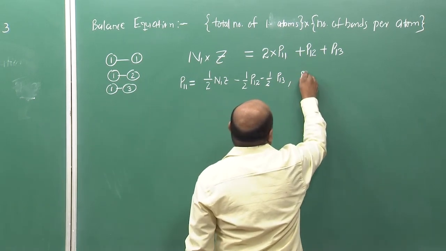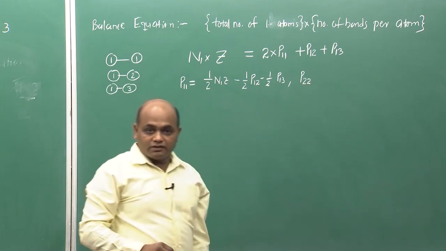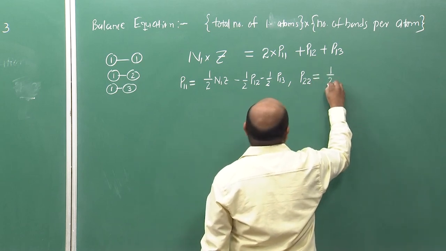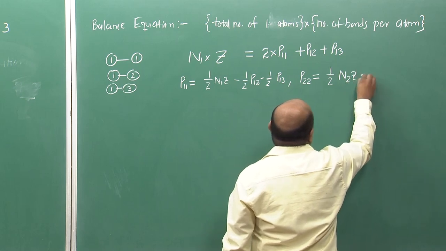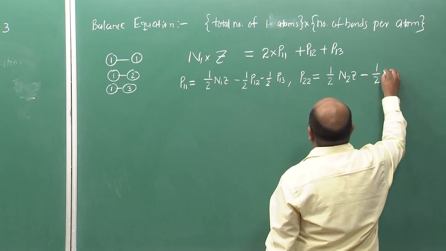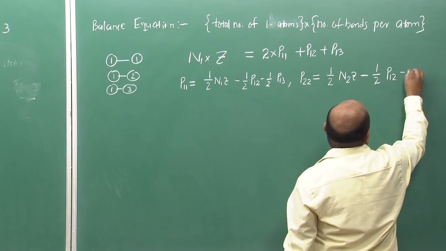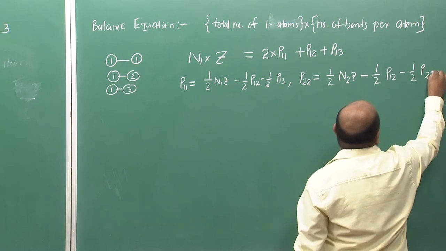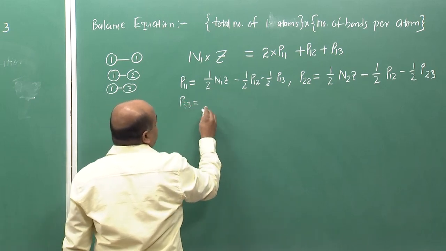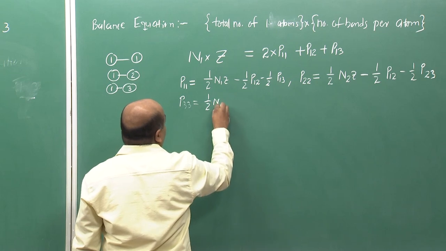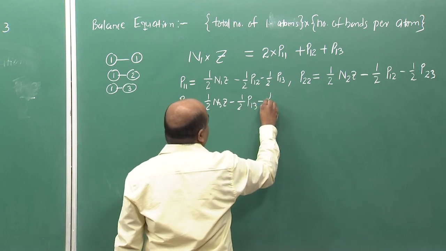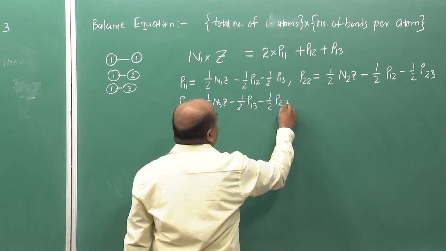Similarly, we can apply this for atoms of type 2 and also atoms of type 3, and we will get P22 is equal to 1/2 N2Z minus the number of dissimilar bonds in which 2 is involved, 1/2 P12 minus 1/2 P23, and P33 should be equal to 1/2 N3Z minus 1/2 P13 minus 1/2 P23.